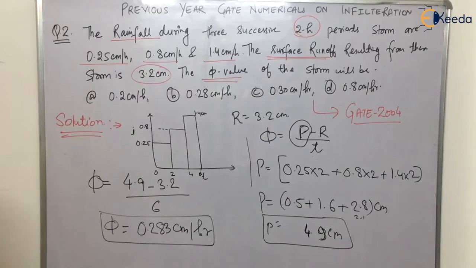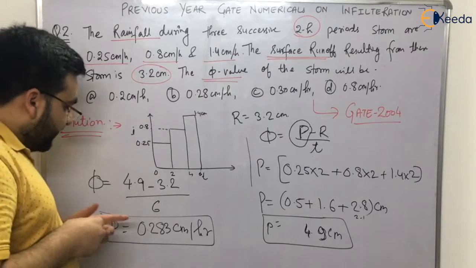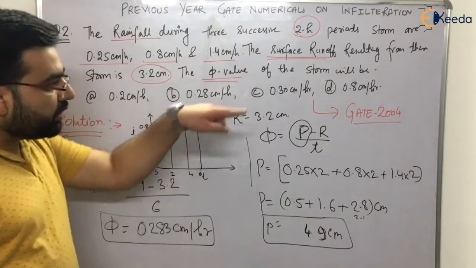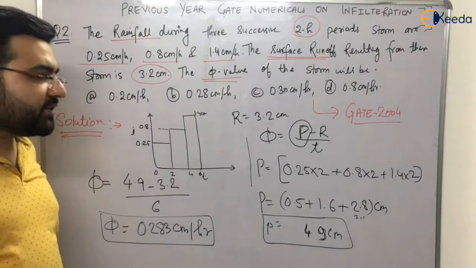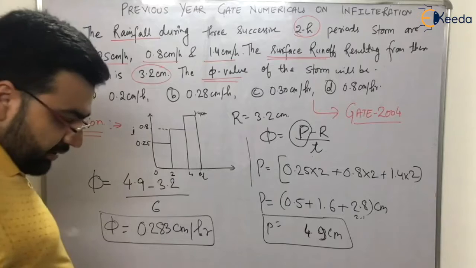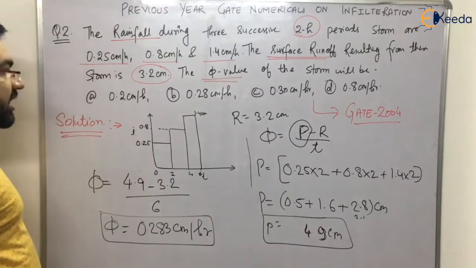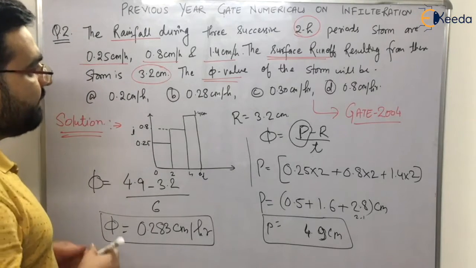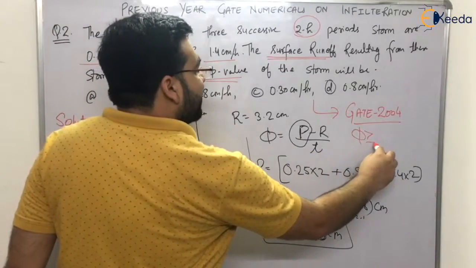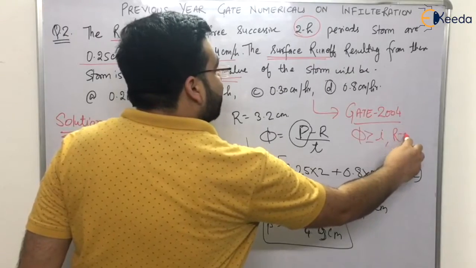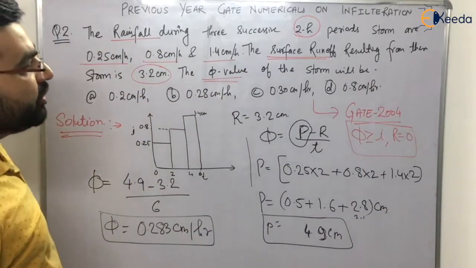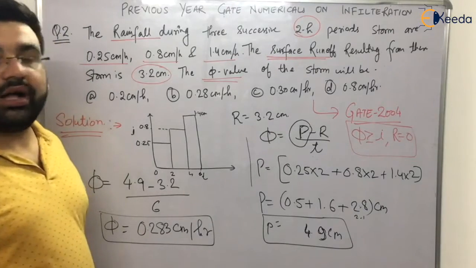Right? Now, a lot of you must be thinking that B is the correct answer. This is what happened in 2004 also. A lot of students made the same mistake: they ticked the B option as the correct answer. They did not apply the concept that if phi is greater than or equal to I, then runoff is equal to 0. This concept a lot of students did not apply and they got the wrong answer, right?